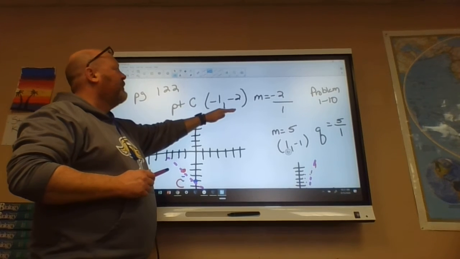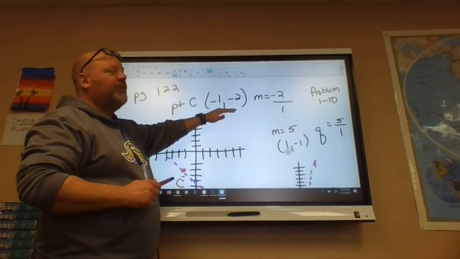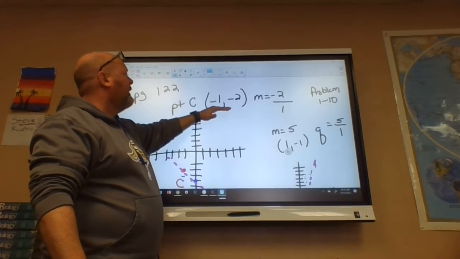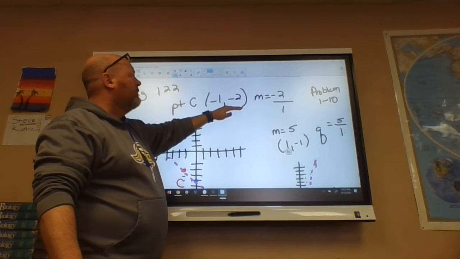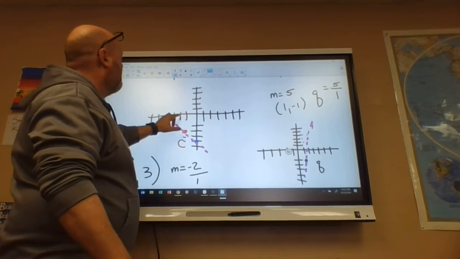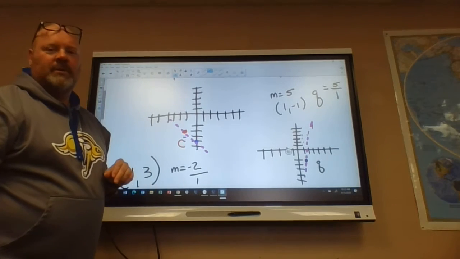First thing you have to do is graph the first 10 out. Problems 1 through 10, you have to graph out, and you can just draw your graph like I do here. So they give you -1, -2. You plot that point out. -1, -2. You've got that point plotted out.